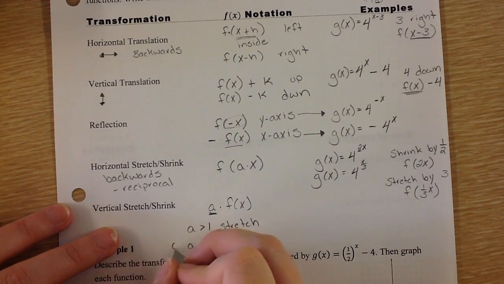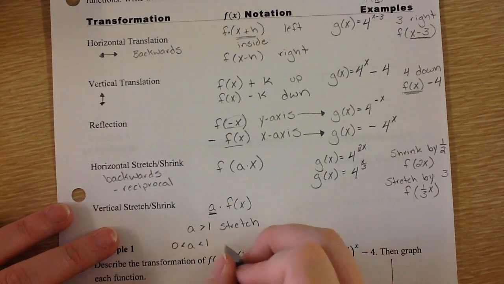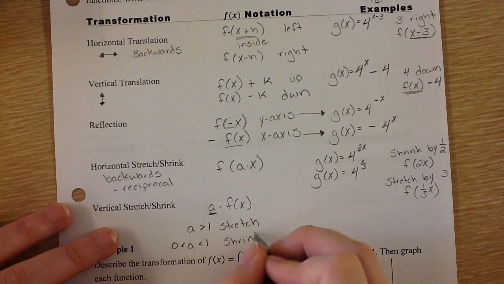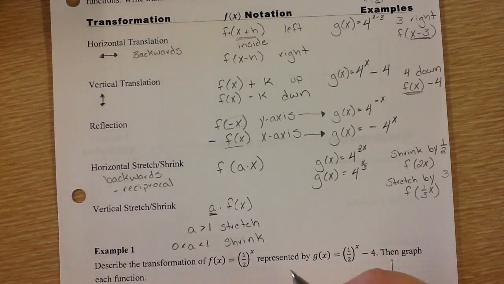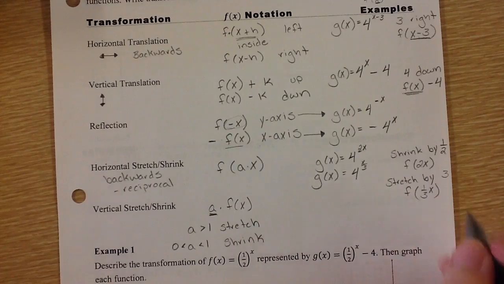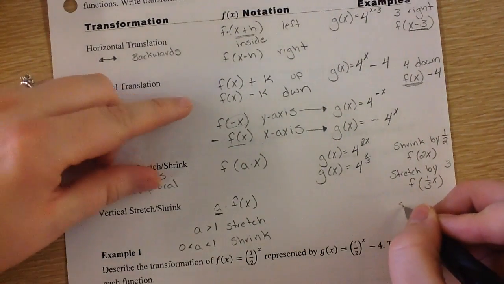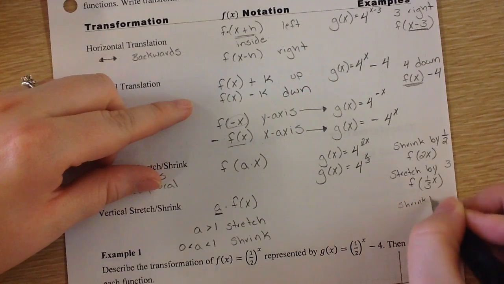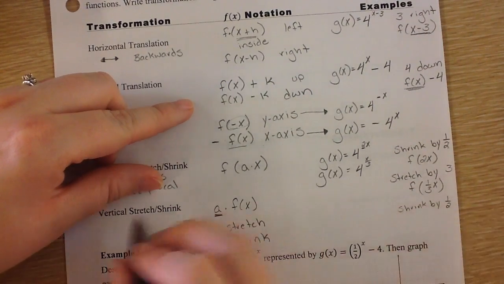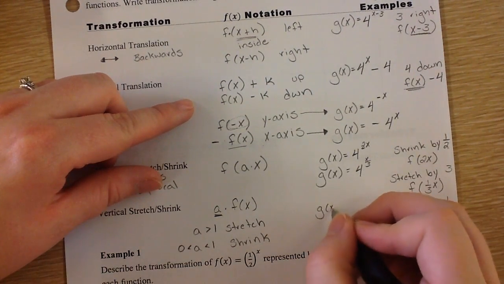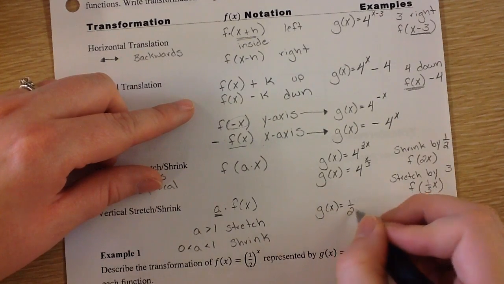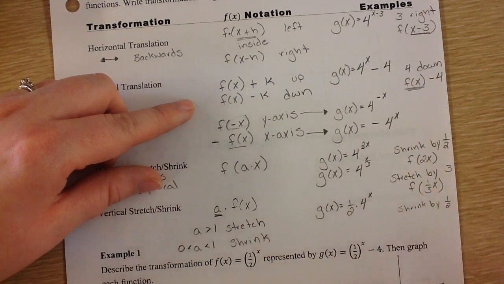If the a is in between 0 and 1, it will be a shrink. Meaning if it's a fraction, you're going to go ahead and get a shrink. So now let's shrink it vertically by a half. My new g of x would be 1/2 times 4 to the x.